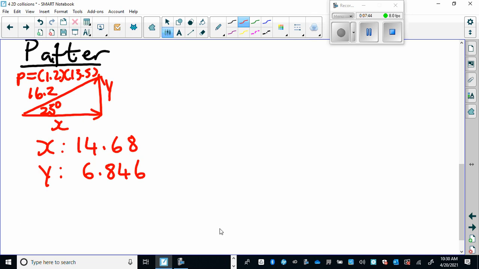Especially when you're dealing with numbers such as these, you'd want to go to at least 2, if not 3 decimal places with all your calculations, and then at the end, give your answer in the correct number of significant digits. Okay, so there's the after. Those are the values for the red ball. Now we want to calculate the blue ball.